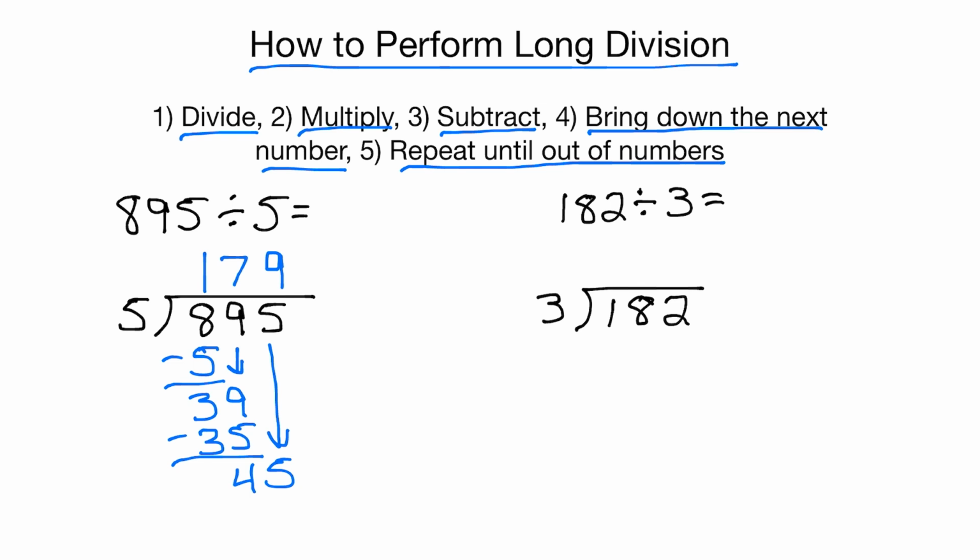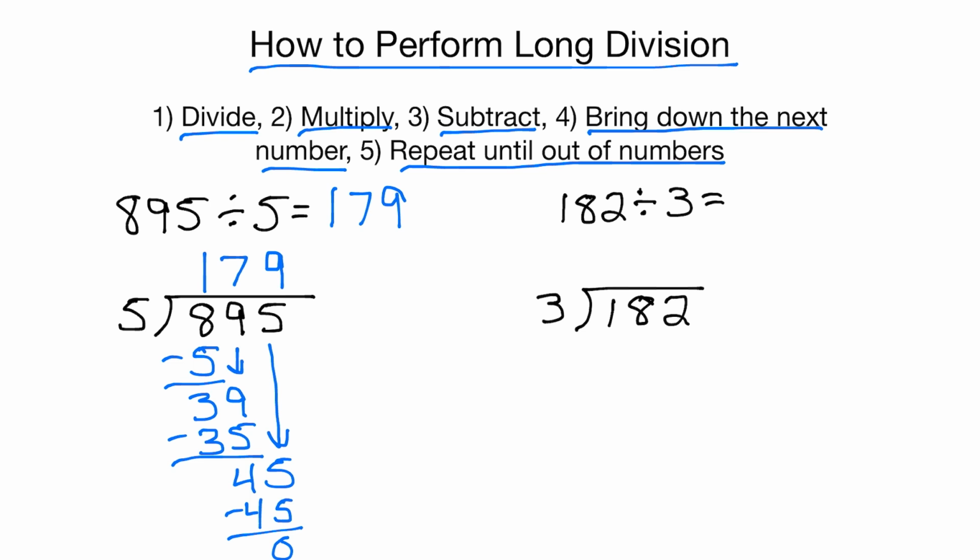So 45 divided by 5 is 9. 9 times 5 is 45. And we subtract. We have 0 remainder. That means that 5 goes exactly 179 times into 895, or 895 divided by 5 is 179. No remainder. It's a whole number.